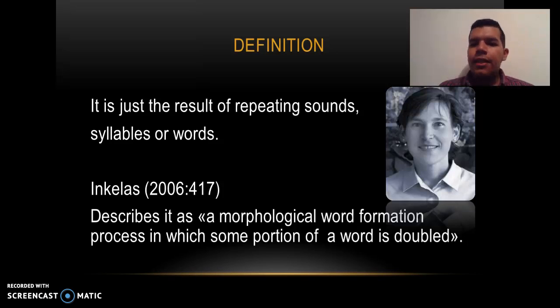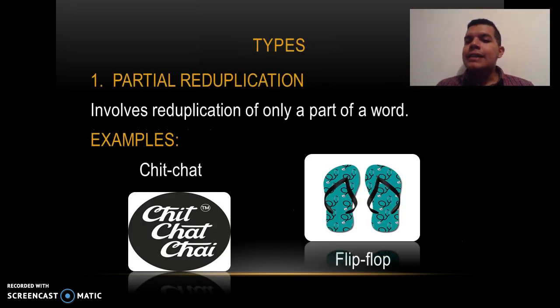In Kellas, the girl who is in the image describes it as a morphological word formation process in which some part of a word is doubled. There are 6 types of reduplicatives.